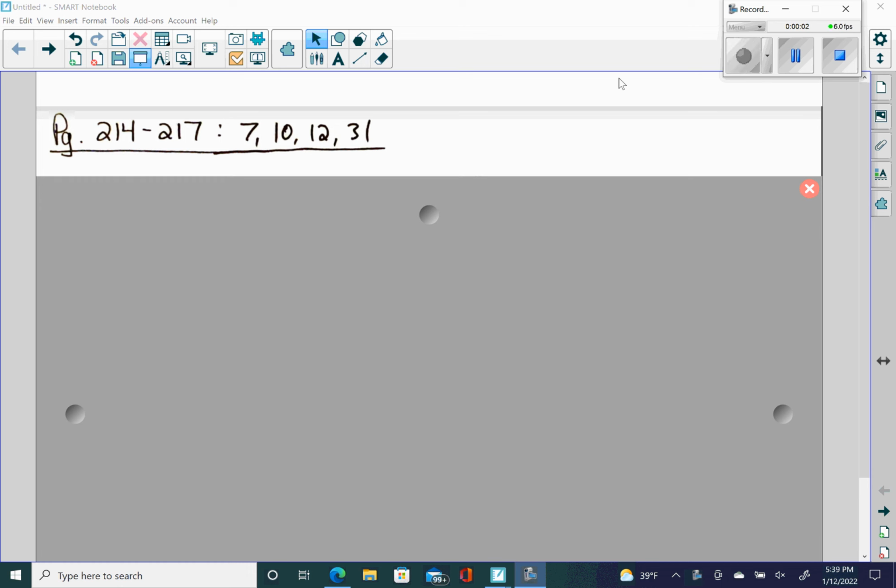So here are the solutions worked out to 7, 10, 12, and 31 from pages 214 to 217. So let's take a look at number 7.